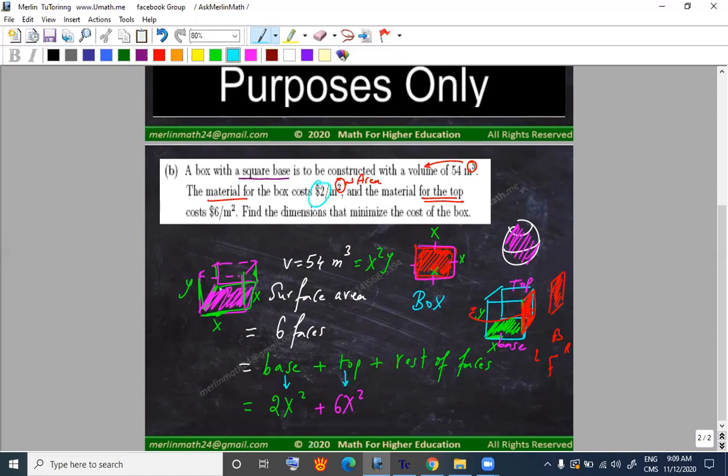The rest would be composed of the two again, okay? Because the base and the rest each cost $2. It's only the top that is 6. So the rest would be $2 for every meter square. But how many faces do I have? We said we have 4. Each is composed of x times y as an area, because this side is x and that one is y. I have 4 of these. And the cost is how much? $2, so times 2. Any question? No. Is it clear?